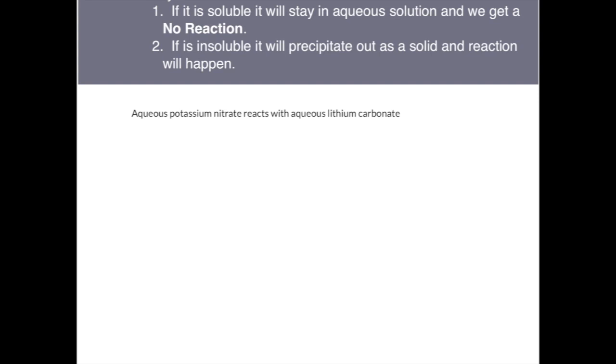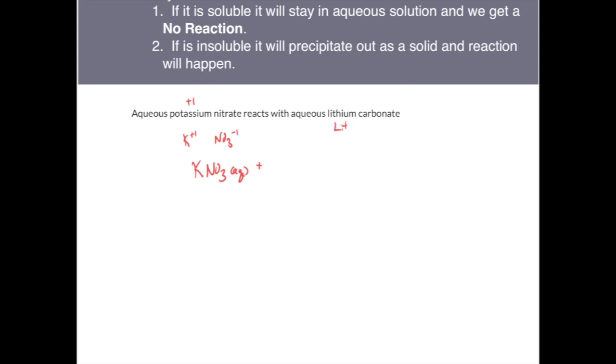We've got aqueous potassium nitrate reacts with aqueous lithium carbonate, and we need to figure out what the products are and whether or not the two products will dissolve or not dissolve. So let's first start with aqueous potassium nitrate. Well, potassium is a +1 charge ion, it's K+, and nitrate is NO3, which is a 1- charge ion. And so those combine together to become KNO3, and I'll put a little aq after it. Now it reacts with aqueous lithium carbonate.